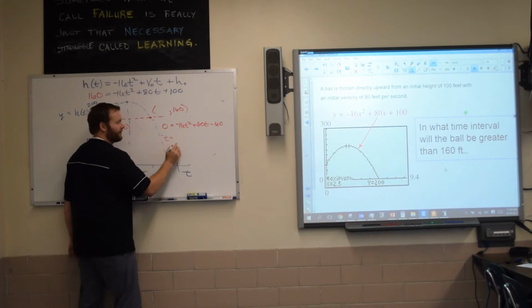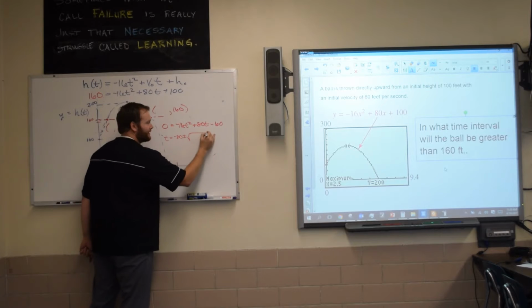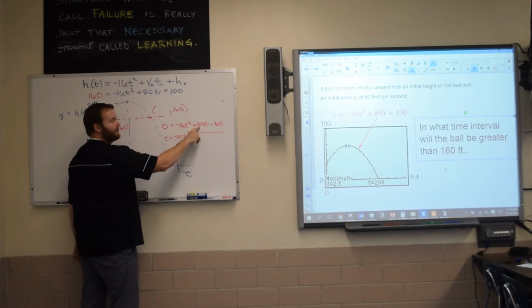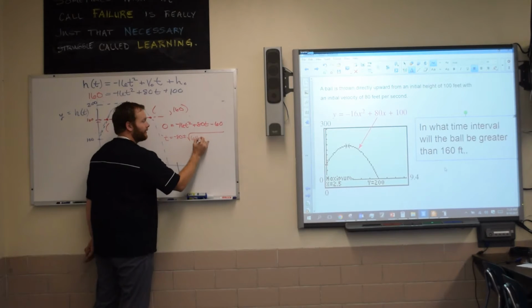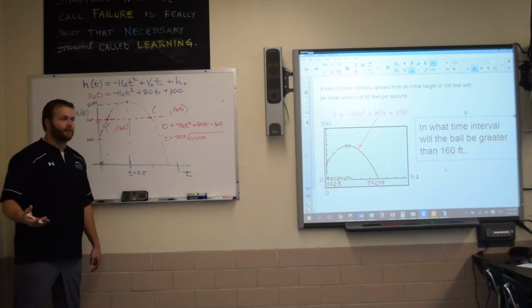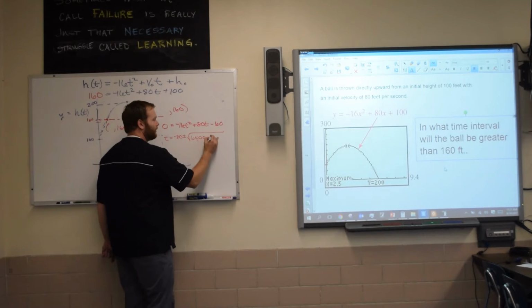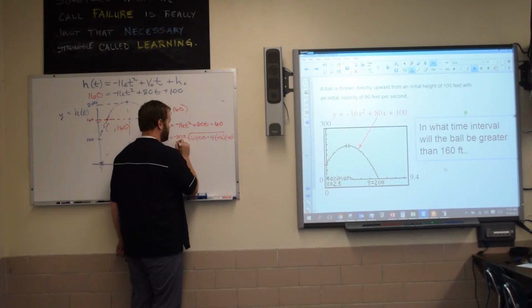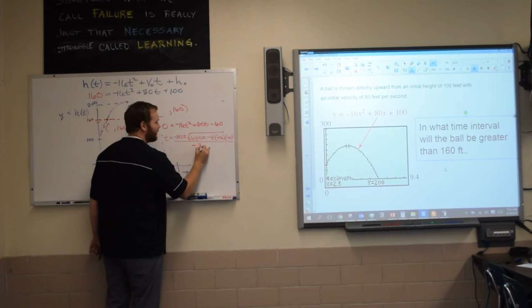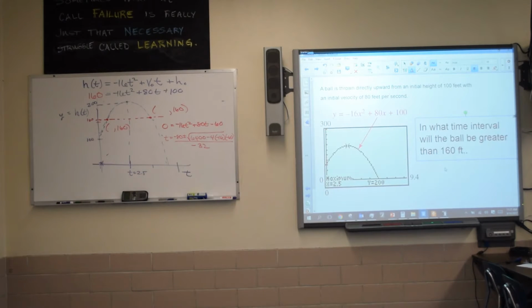Using my quadratic formula. Opposite of b, negative 80, plus or minus the square root of b squared. So what's 80 squared? 8 squared is 64. 10 squared is 100. So 64 times 100, 6400, right? Okay. Minus then 4 times a times c, all over 2a, which would be negative 32. Okay.